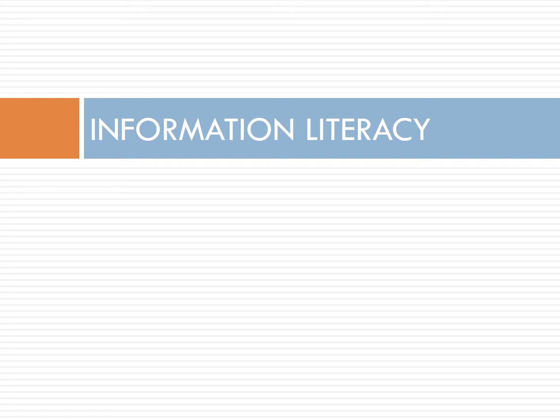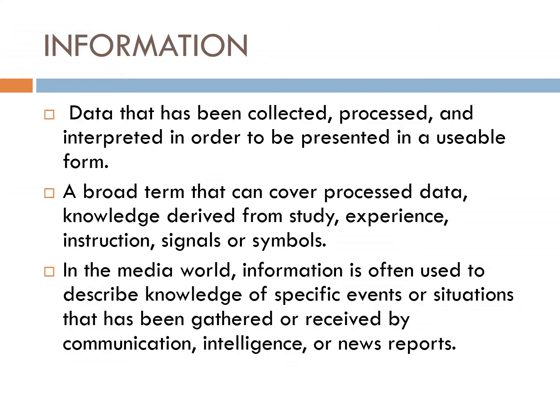First, let us define information. Information is data that's been collected, processed, and interpreted in order to be presented in a usable form. A broad term that can cover processed data, knowledge derived from study, experience, instruction, signals, or symbols. In the media world, information is often used to describe knowledge of specific events or situations that have been gathered or received by communication, intelligence, or news reports.